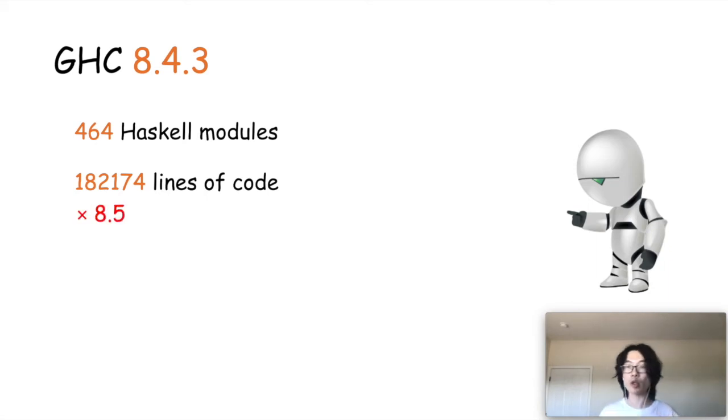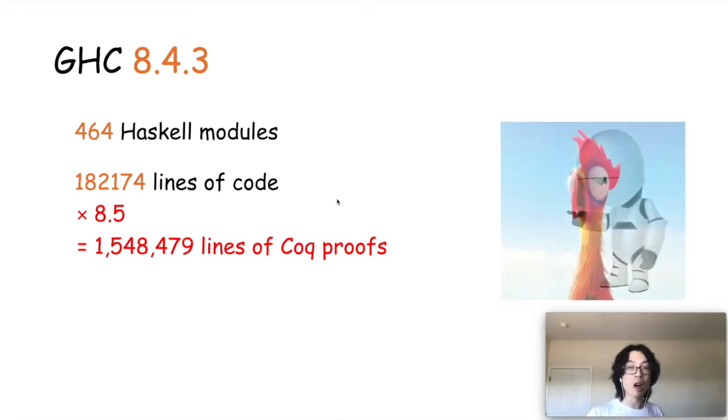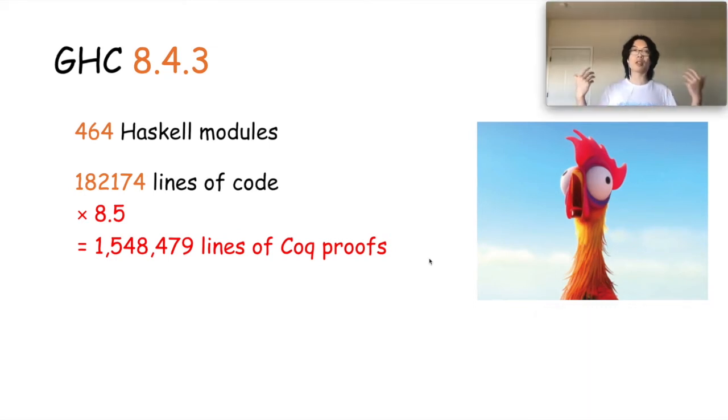In the past, when we tried to verify the containers library, we had on average 8.5 lines of Coq proof per line of Haskell code. And if we apply that estimation here, that means over 1,500,000 lines of Coq proofs for this entire project. And that's a lot of Coq proofs. That is actually one order of magnitude higher than the current version of CompCert, another verified compiler. Therefore, it is practically impossible to verify the entire GHC.